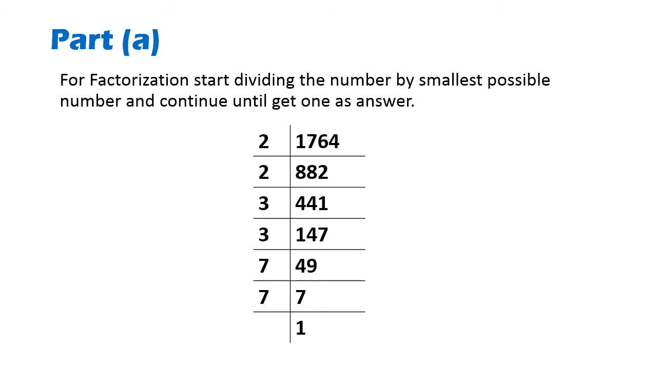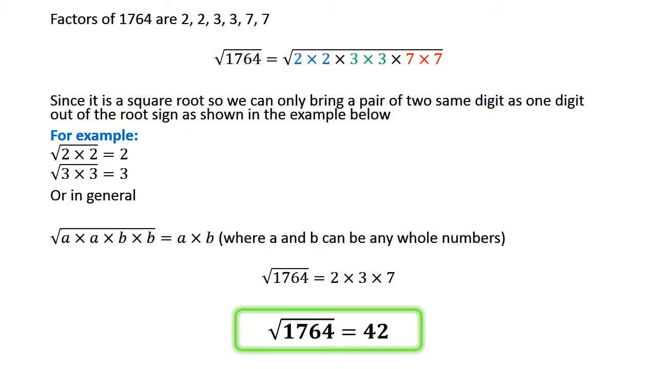Part A. For factorization, start dividing the number by the smallest possible number and continue until we get 1 as the answer, as shown in the prime factorization method below. So the factors of 1764 are 2, 2, 3, 3, 7, 7, and since it is a square root, we can only bring a pair of two same digits as one digit out of the root sign, as shown in the example.